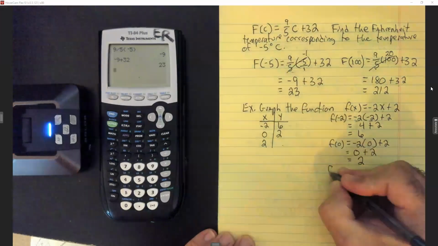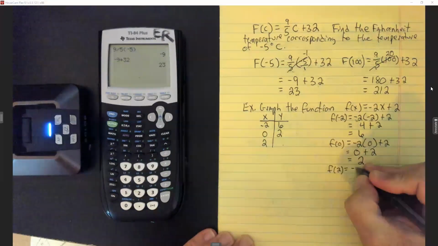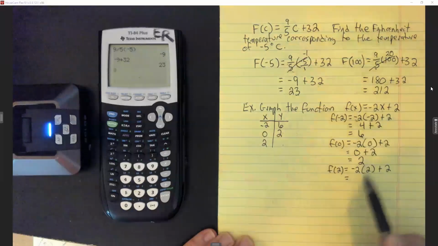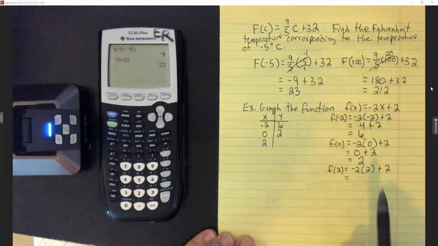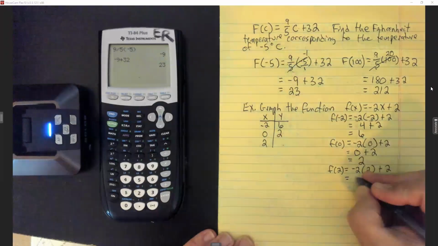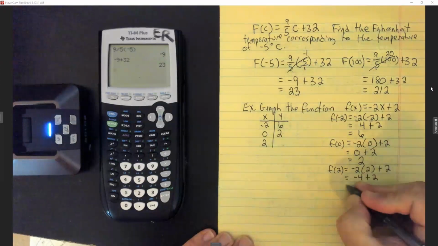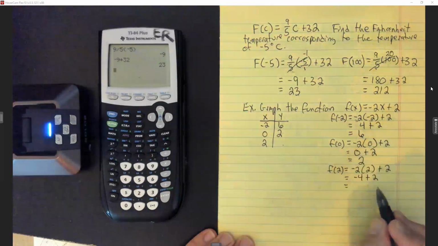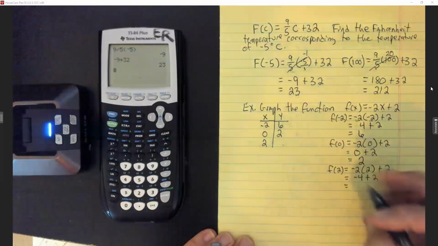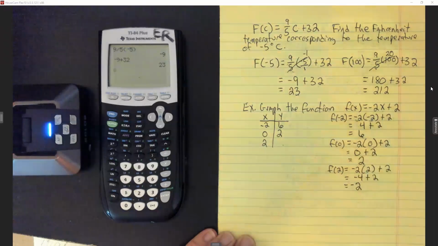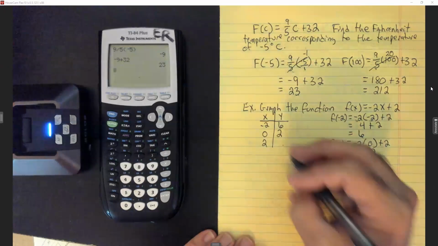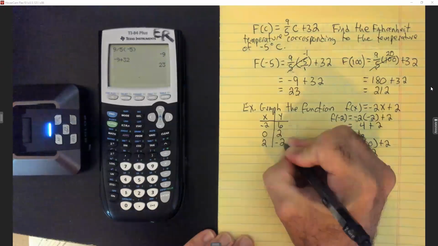So f of 2 equals -2 times 2 plus 2. So you always want it to look like your function, okay? Except that x is now a number. All right, so let's go. -2 times 2 is -4 plus 2. Unlike signs, so subtract. 4 minus 2 is 2. Larger number is negative, so that answer is negative. So when x is 2, I got a -2 for my y.